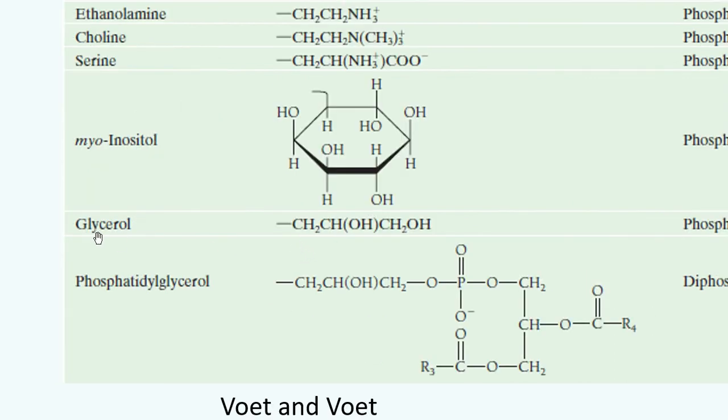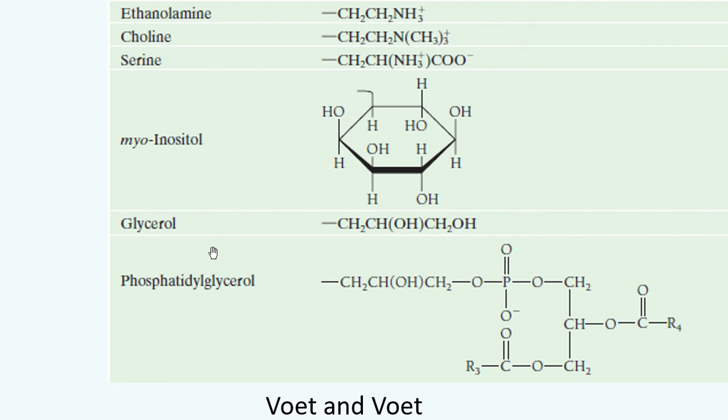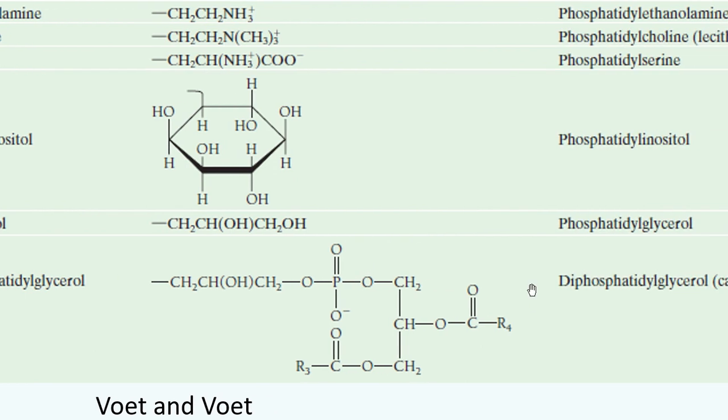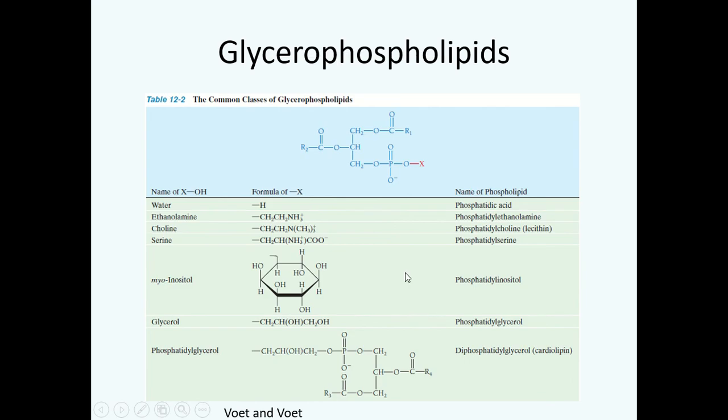Some phospholipids contain glycerol as their polar head group. Such lipids are called phosphatidylglycerol. Some complex lipids contain a phosphatidylglycerol as their polar head group. That means such molecules will have two phosphatidylglycerol molecules. They're called diphosphatidylglycerol and commonly called cardiolipins. You are required to remember the structure of phosphatidic acid and all other glycerophospholipids.